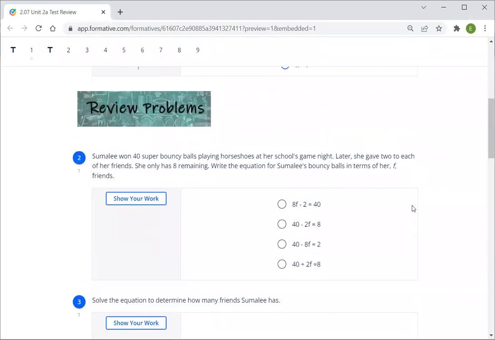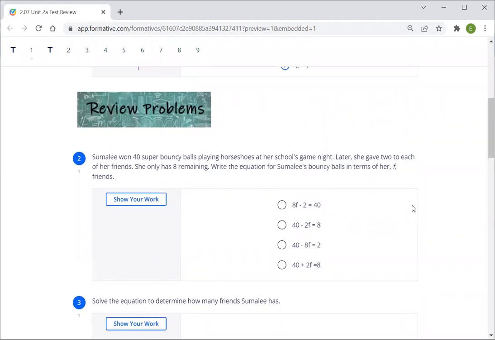So we're going to start looking at review problems today for your test coming up on Monday. The first one, it says, Semele won 40 super bouncy balls playing horseshoes at her school's game night. Later, she gave 2 to each of her friends. She only has 8 remaining. Write an equation for Semele's bouncy balls in terms of F, her friends.